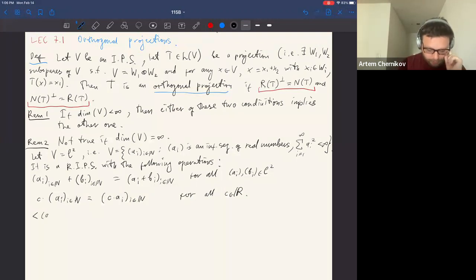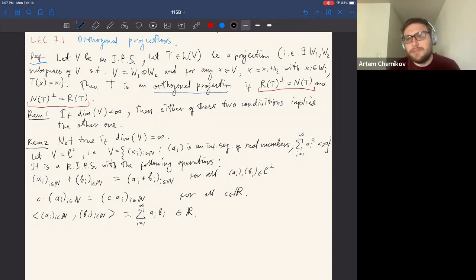So the inner product of two sequences a_i and b_i is given by the same formula as the dot product. So we take the sum over all a_i times b_i for i from 1 to infinity. And the point is that then this is going to be a real number. The sum is going to converge, the series consisting of the products. This follows because each of a_i and b_i was square summable. Okay, so it just follows by standard properties of convergence for infinite series.